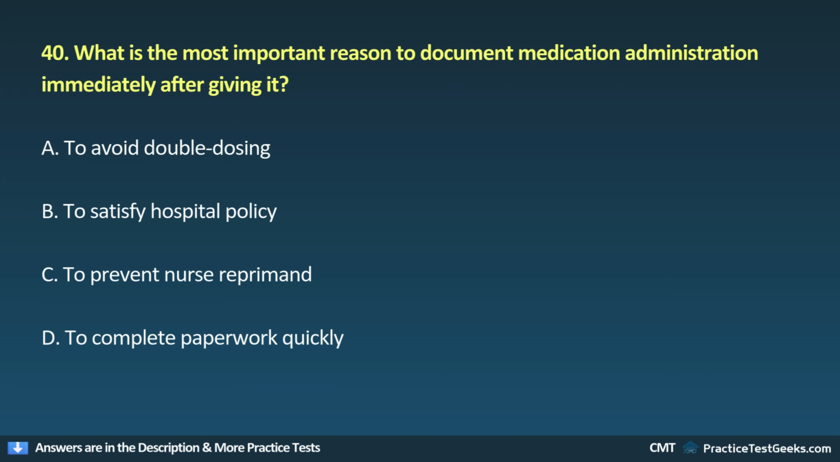40. What is the most important reason to document medication administration immediately after giving it? A. To avoid double dosing. B. To satisfy hospital policy. C. To prevent nurse reprimand. D. To complete paperwork quickly.